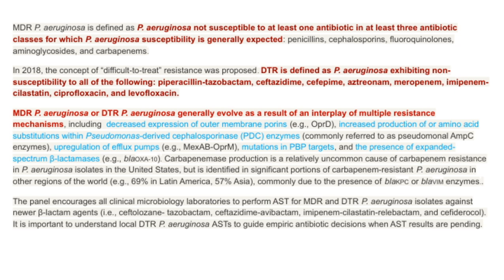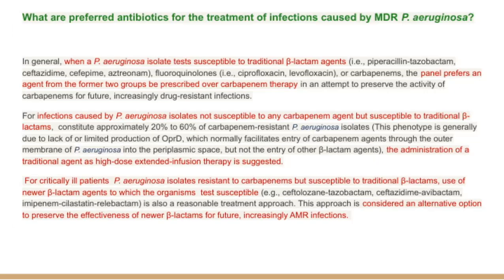This approach ultimately supports better patient management and outcomes. When a Pseudomonas aeruginosa isolate tests susceptible to traditional beta-lactam agents such as piperacillin tazobactam, ceftazidime, cefepime, or aztreonam, or to fluoroquinolones like ciprofloxacin and levofloxacin, or even carbapenems, the general recommendation is to prefer prescribing an agent from the first two groups over carbapenem therapy. The main goal here is to preserve the activity of carbapenems for future infections that are increasingly drug-resistant.